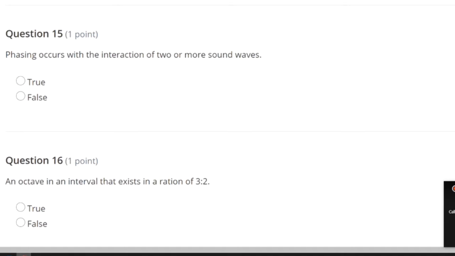Question 15. Phasing occurs with the interaction of 2 or more sound waves. That's true. You have one sound in the atmosphere, and then you add another sound. The sound waves are going to interact with one another. And phasing can cancel each other out or reinforce one another. Usually what happens is a slightly overlapped situation in which they perturb one another, but neither cancel or reinforce one another.